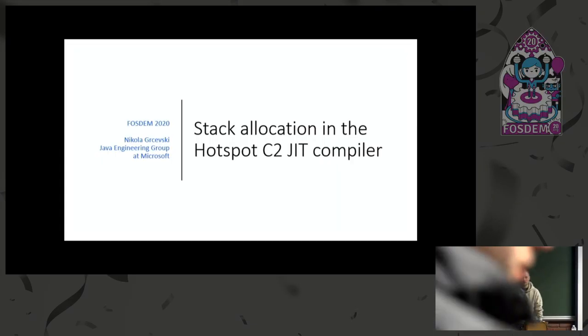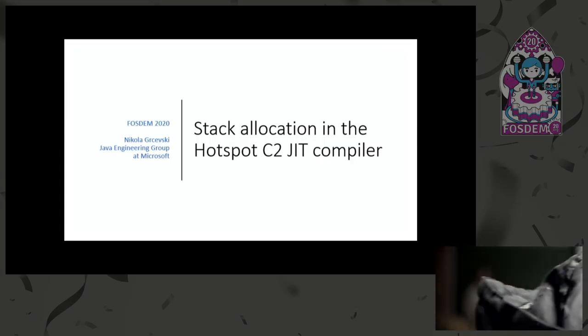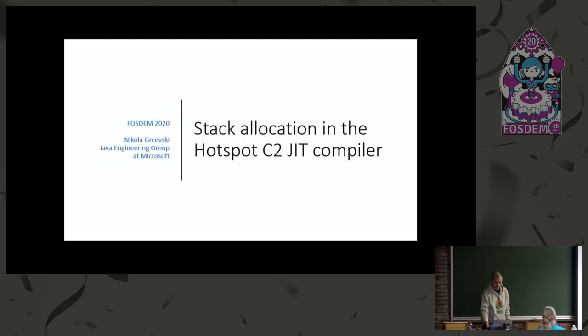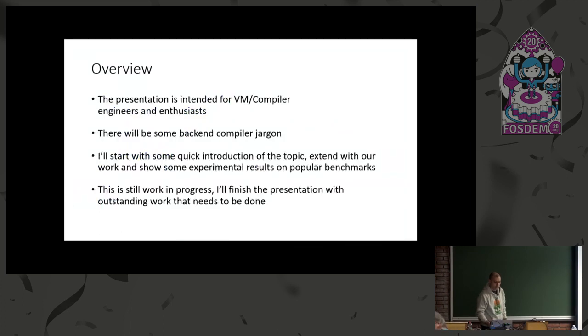Hi everyone, this talk is going to be a compiler talk about the C2 compiler in OpenJDK, specifically a new optimization that we worked on at Microsoft, so-called stack allocation. I'll start with a quick introduction to what currently exists in HotSpot C2, extend with the work we did in our engineering group, then show some results on popular benchmarks, and hopefully finish off with the stuff we still need to do. So it's still very much a work in progress.